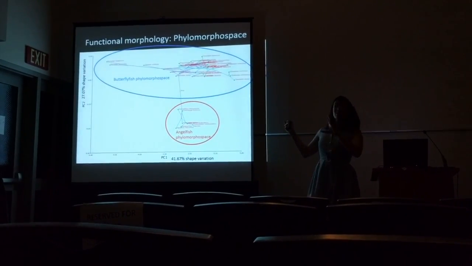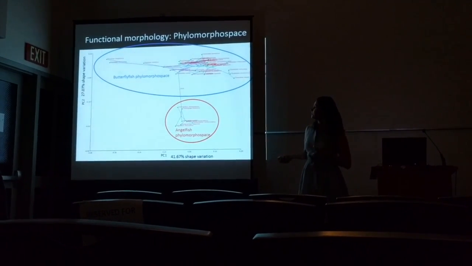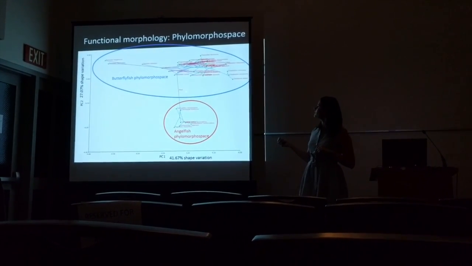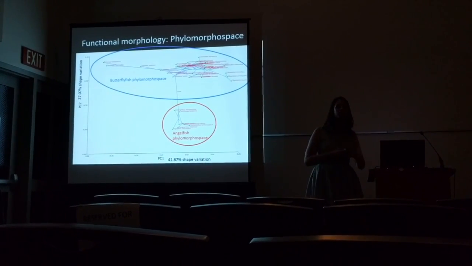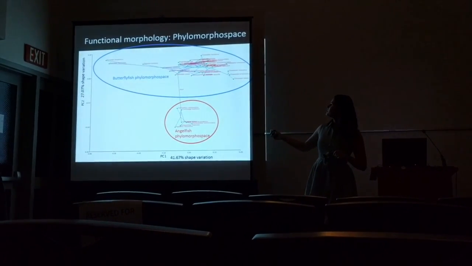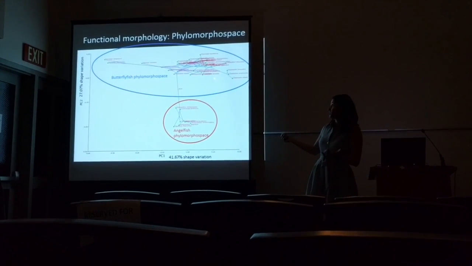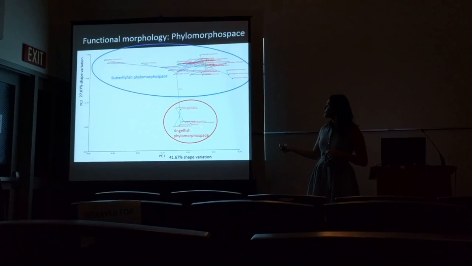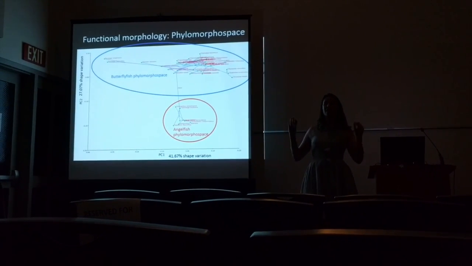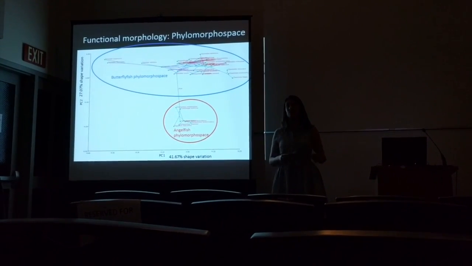So a lot going on here. This is a beautifully messy plot. But first and foremost, from the roots of our tree here, there's a burst of morphological variation. And we can see here that very strongly and significantly along PC axis 2, angelfishes and butterflyfishes are occupying non-overlapping regions in phylomorphospace.